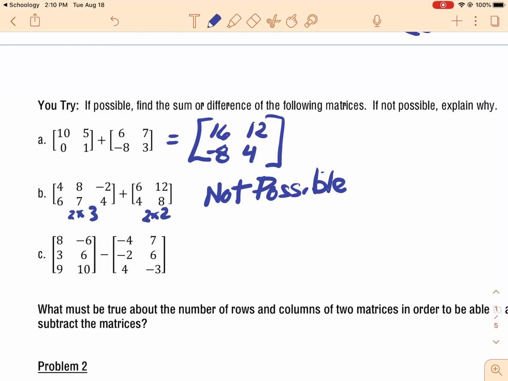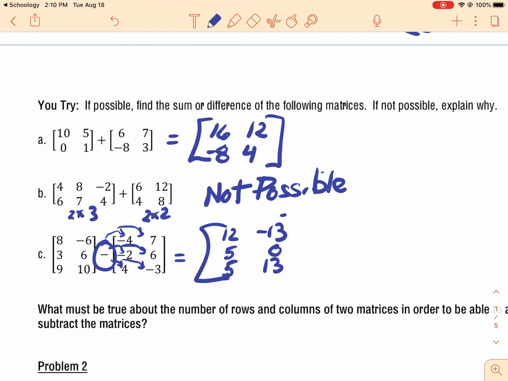A little trick with C, there was actually a minus sign. So instead of adding the two matrices, you were subtracting. That minus does get distributed to each of them. And if you do that, you should get 12, negative 13, 5, 0, 5, and positive 13. When you're reading the matrices, you go from left to right and then up, down, just like you're reading words on a page. Let's take a look at problem 2.